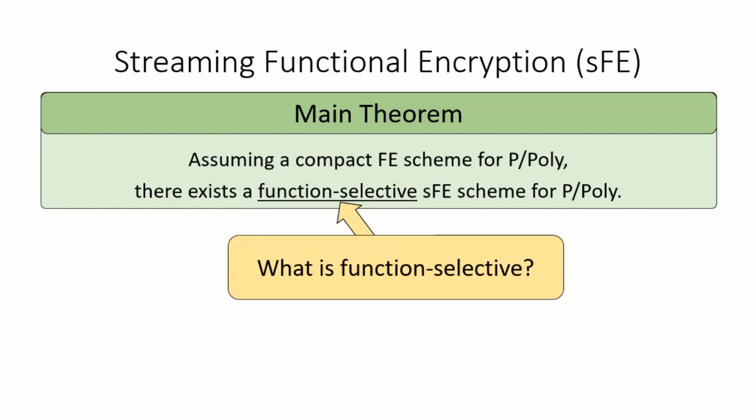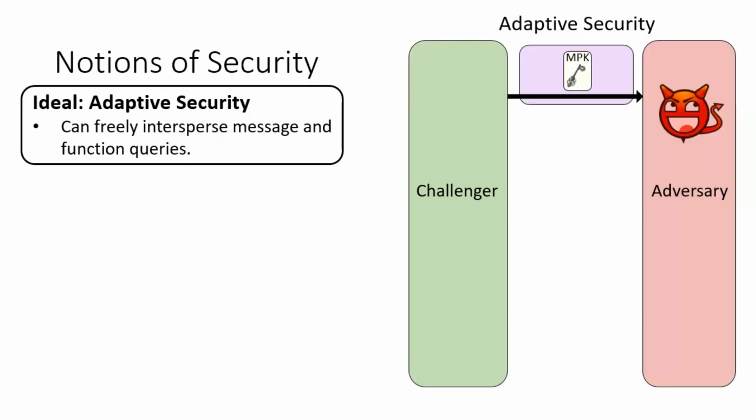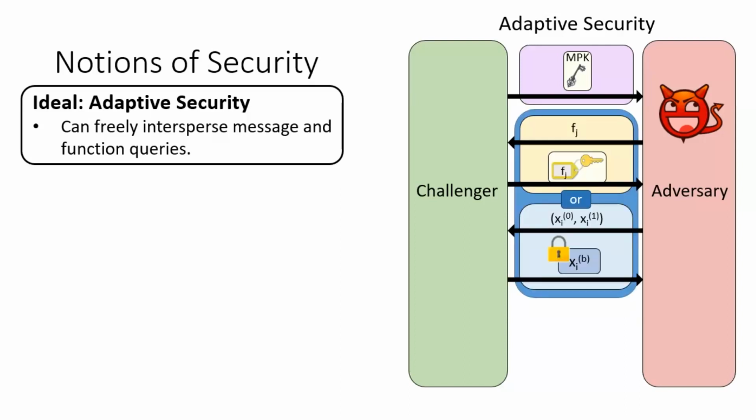So what is this? And to talk about this, we'll have to dive back into our notion of security a little bit more. So this type of security is talking about the order in which messages and queries are received during the security game. The best notion of security here would be adaptive security. So in the security game, the adversary gets a master public key, and then they can get function queries where they get a function key back, or they can send over two messages and they get encryption of one of them at random. And since it's adaptive, they can ask for any number of either function queries or message queries in any order they want. And then finally, the adversary outputs a guess for which encryption they receive.